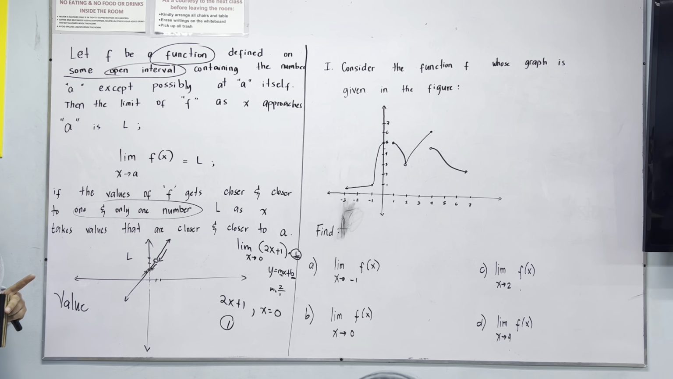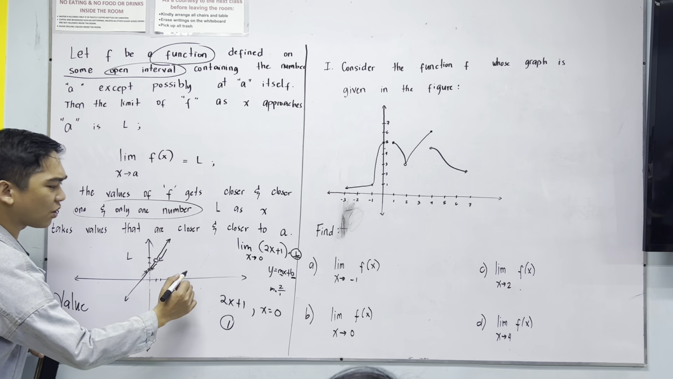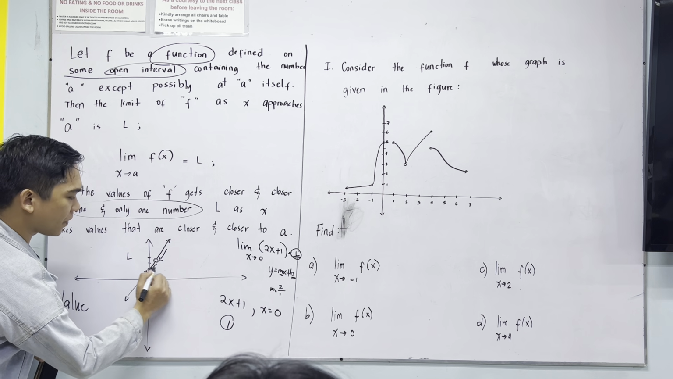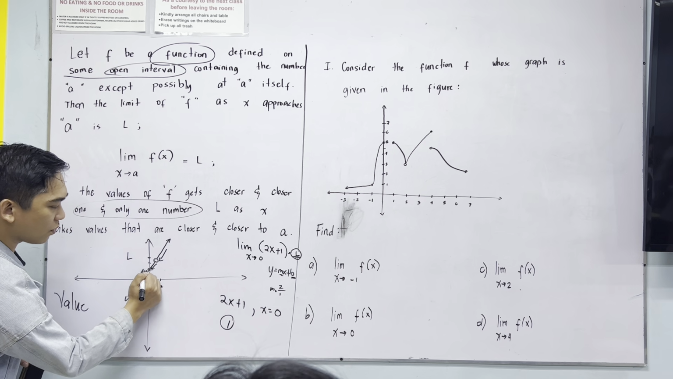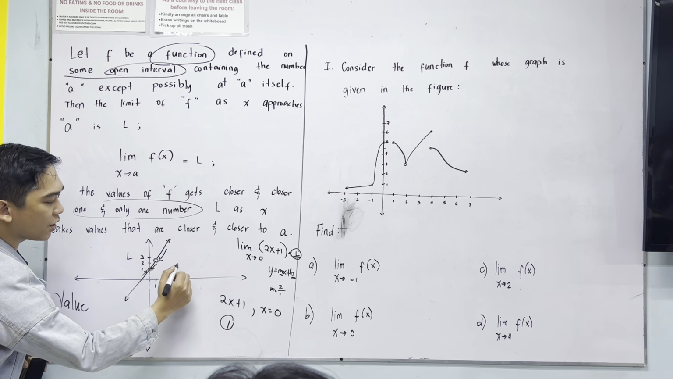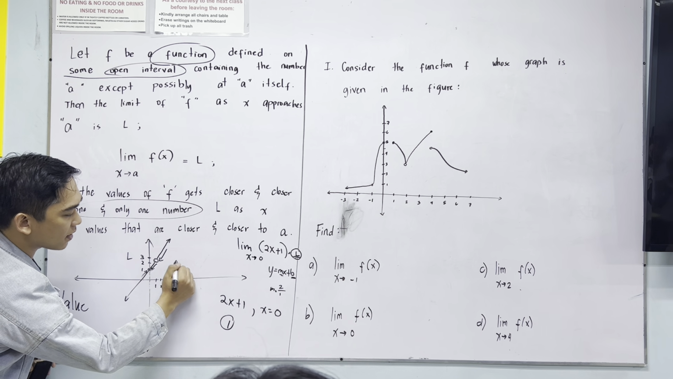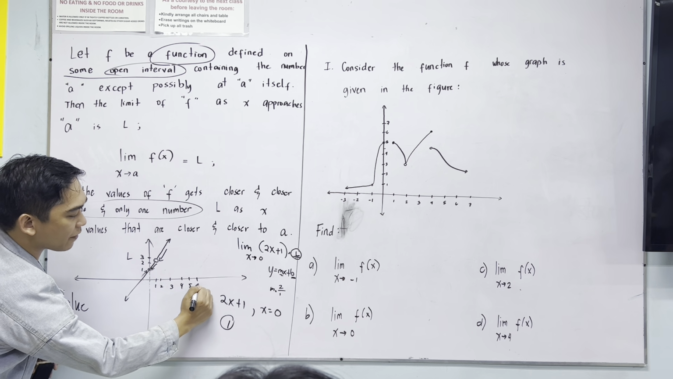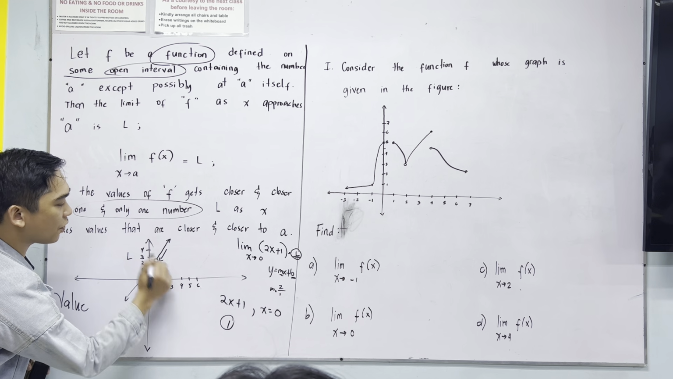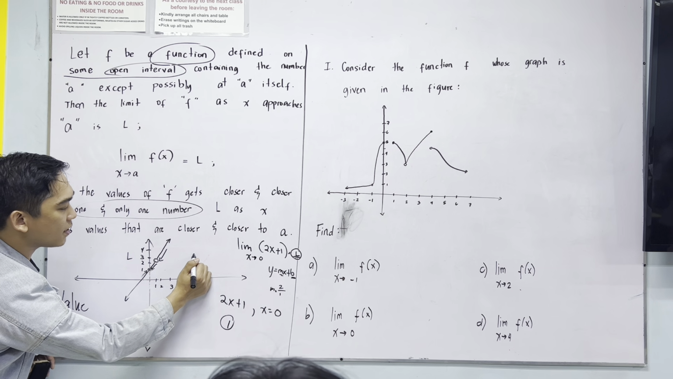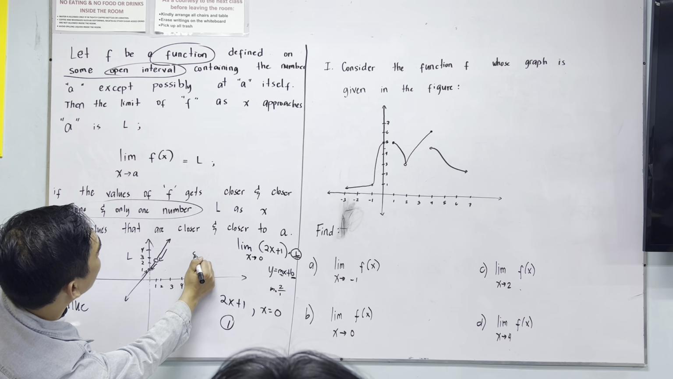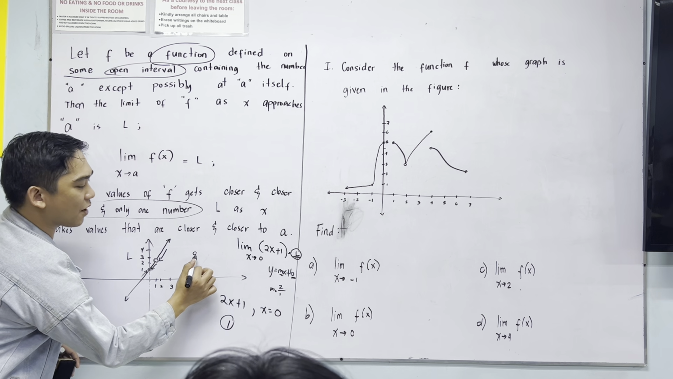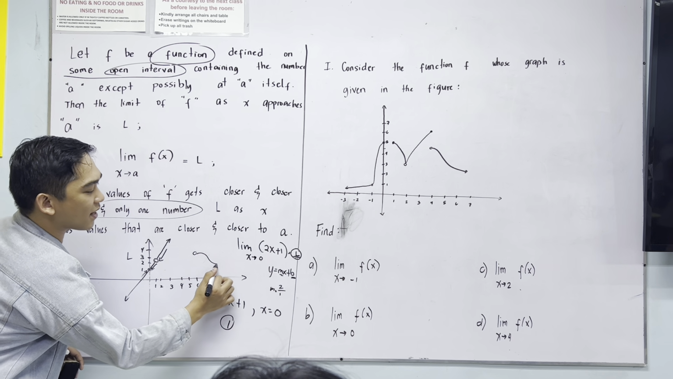Now, sir, paano pag yung nangyari, yung graph, hindi nagtuloy-tuloy? Let's say yung graph natin ganito. 1, 2, 3, 4, 5, 6. Tapos andito si 4. Andito yung graph natin. Hollow tayo dito. Tapos yung graph natin, hindi ko siya paganyan. Pababa.